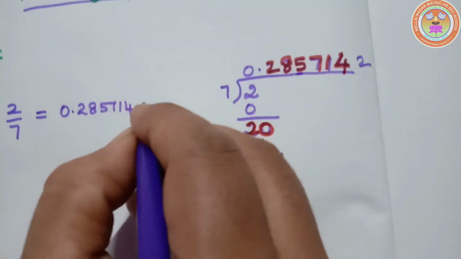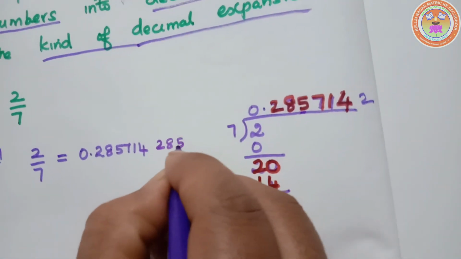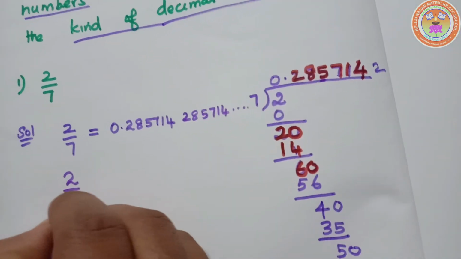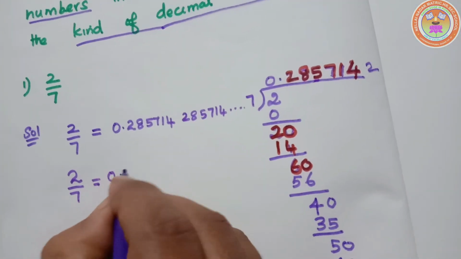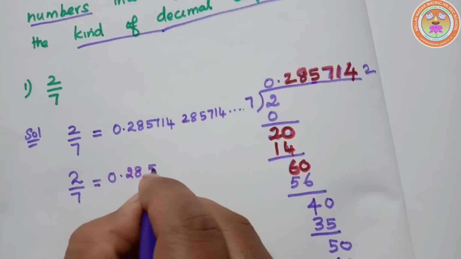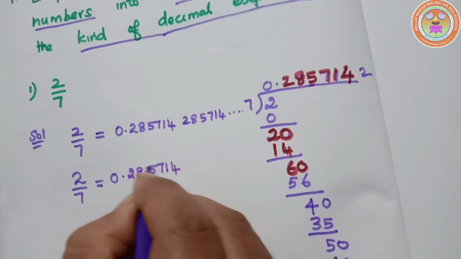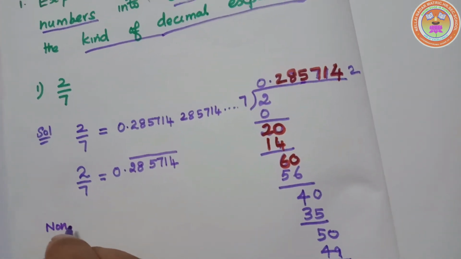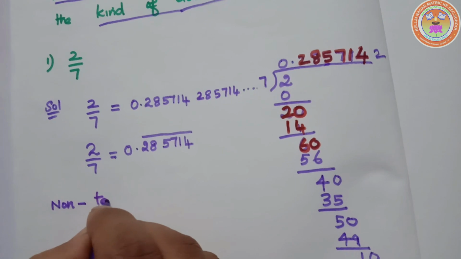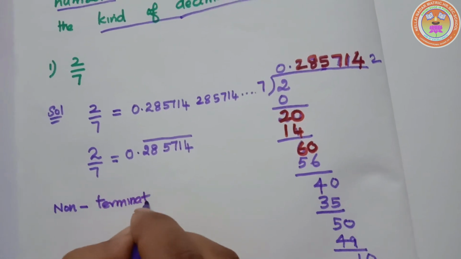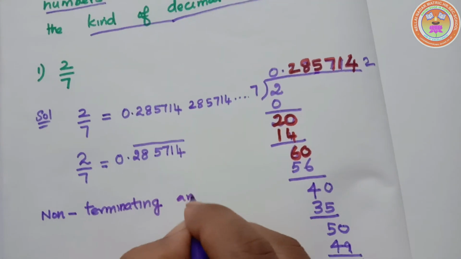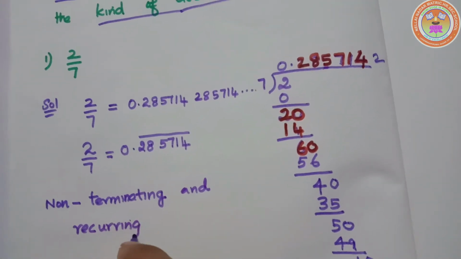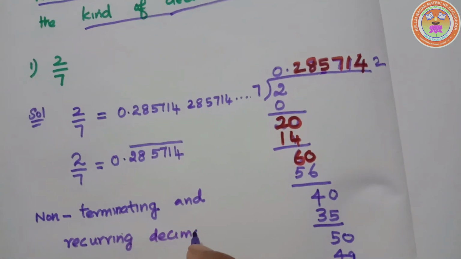0.285714. Again you get 285714... This can be written as 2 by 7 is equal to 0.285714 bar. Understood children? Now you have to give the result: non-terminating and recurring decimal expansion.